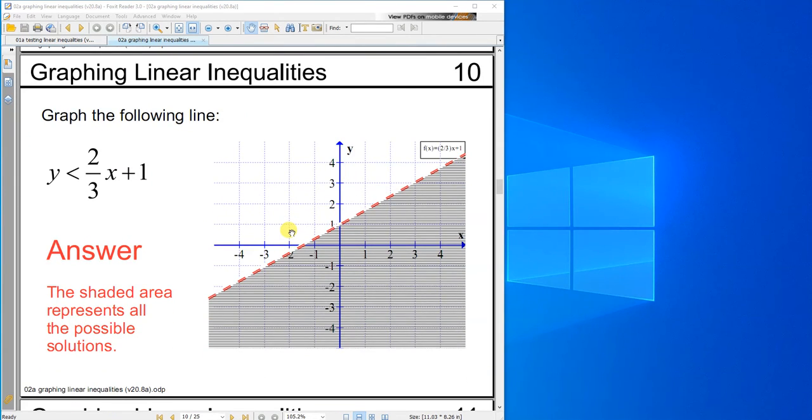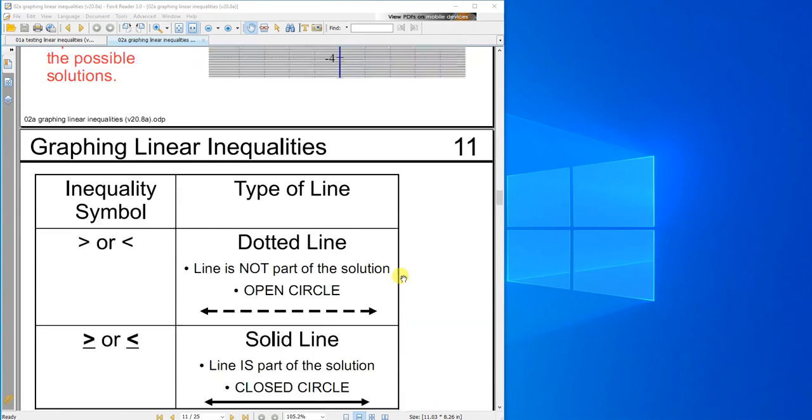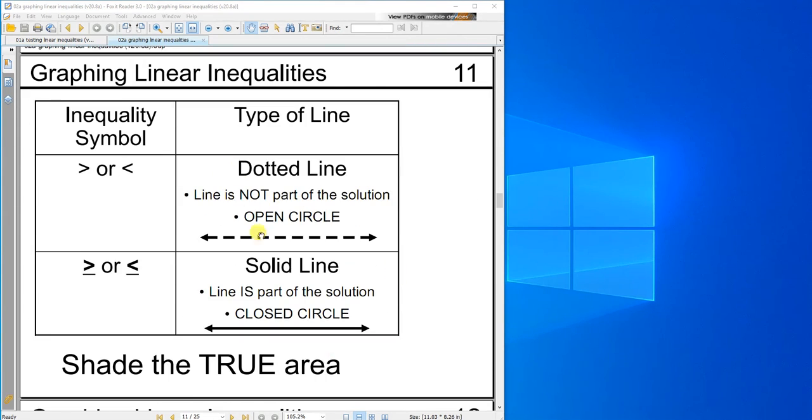The shaded area represents all the possible solutions, everything underneath. The line itself is not a solution. So a point on the line, such as 3, 3, is not part of the solution. 3, 3 does not work. Everything above doesn't work. Everything on the line doesn't work. Everything below does work. Excellent, we did that.